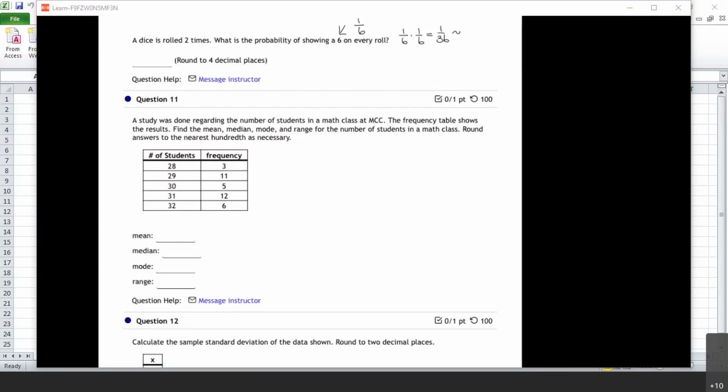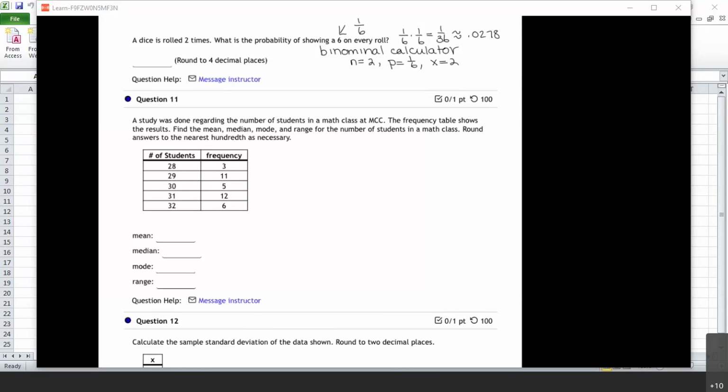As a decimal, this is 0.0278. You can also do this with a binomial probability. There's a binomial calculator in your course. Here your N is 2, your P is 1/6, and you are looking for 2 successes. Basically either one of these will give you the same value, again because these are independent events.